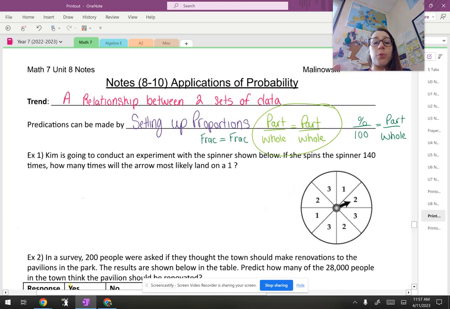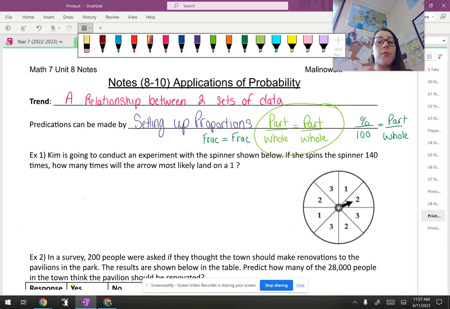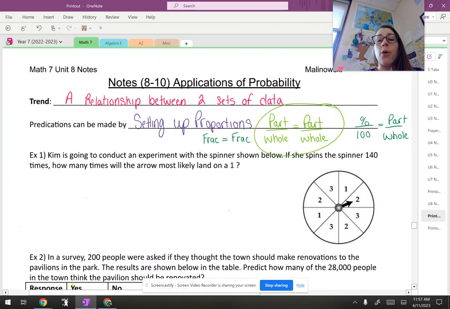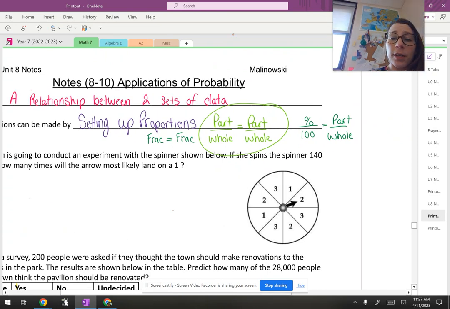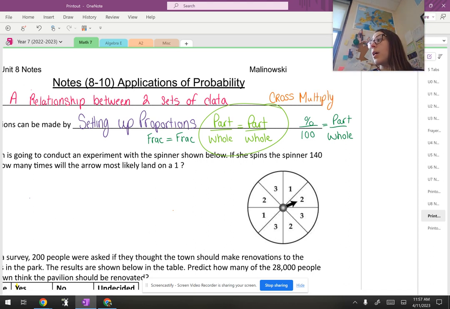We're going to use these proportions to see if we can answer some of the following questions. Now, when you're doing a proportion, remember that this is the one and only time that you are allowed to cross multiply. Cool beans.